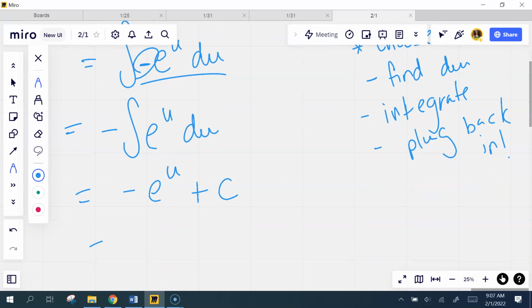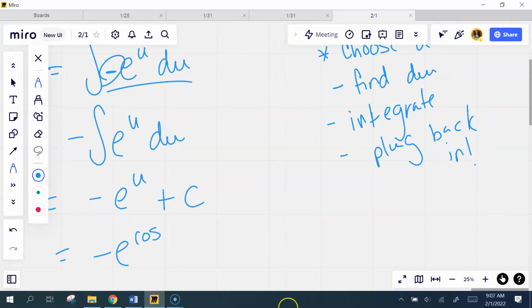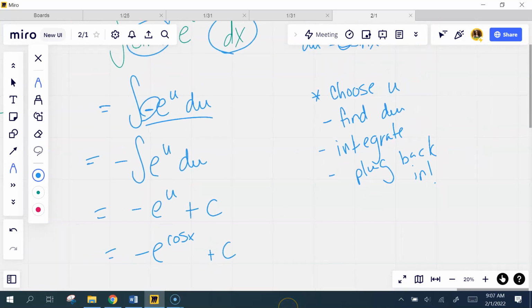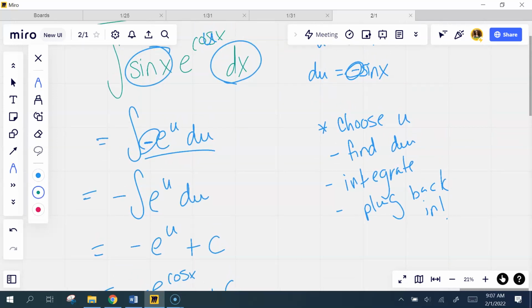All right, so this becomes negative e to the, and what did we let u be? Cosine x. Okay, so what happens if I choose the other one? If I let u here be sine x instead, then du would be cosine x. Well, that's not going to help me integrate, because what I'd have is u e to the du, and that doesn't make a whole lot of sense, right?